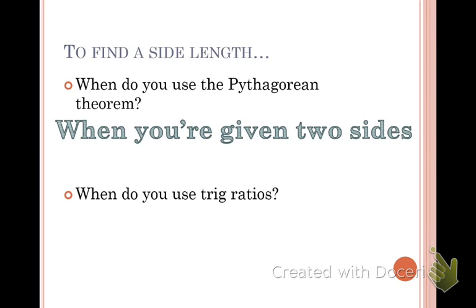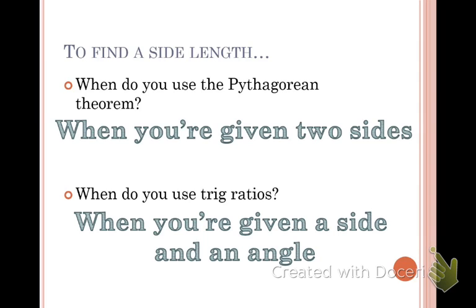And when do we use a trig ratio? What were we given when we use a trig ratio? A side and angle. So it's different. Okay? So when you're given two sides and you're missing the last one, you use the Pythagorean theorem. When you're given a side and an angle, you'll use a trig ratio.